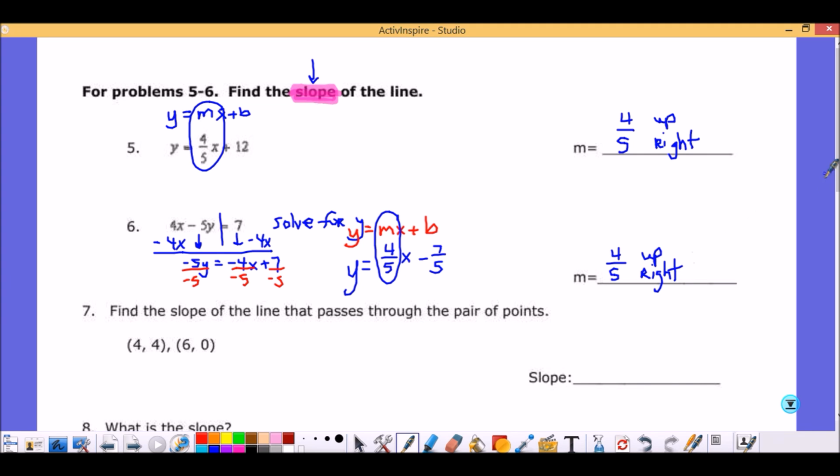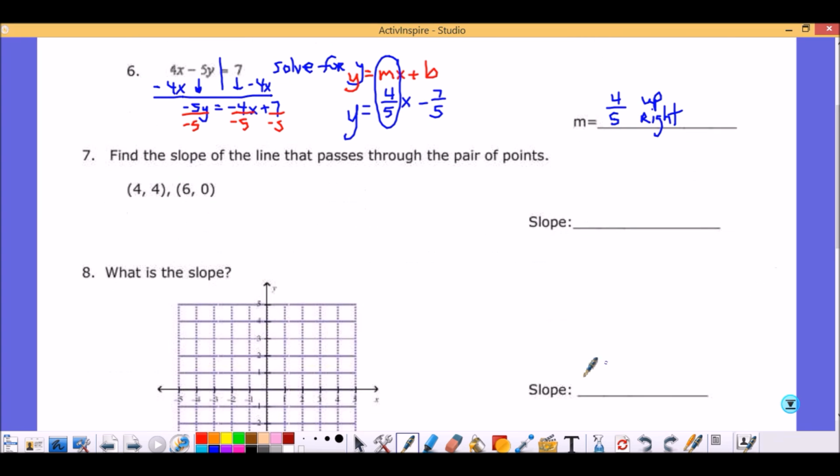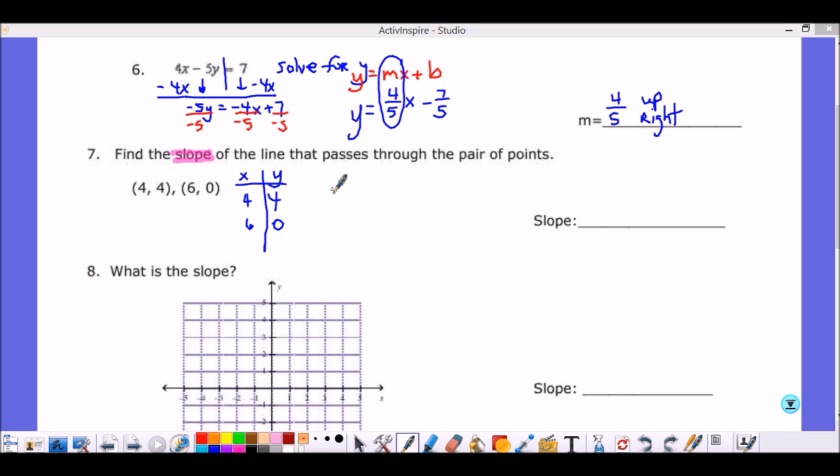Problem number 7. Now I'm ready to find the slope of the line that passes through the pair of points. So remember, to find the slope, the first thing I'm going to do is make my x and y t-chart. So now I have 4, 4 and 6, 0. So we're going to now, slope means a change in the direction that I have. So that means I'm going to change the direction of my table, and I'm going to lay it sideways. So now you'll notice that it's y over x.